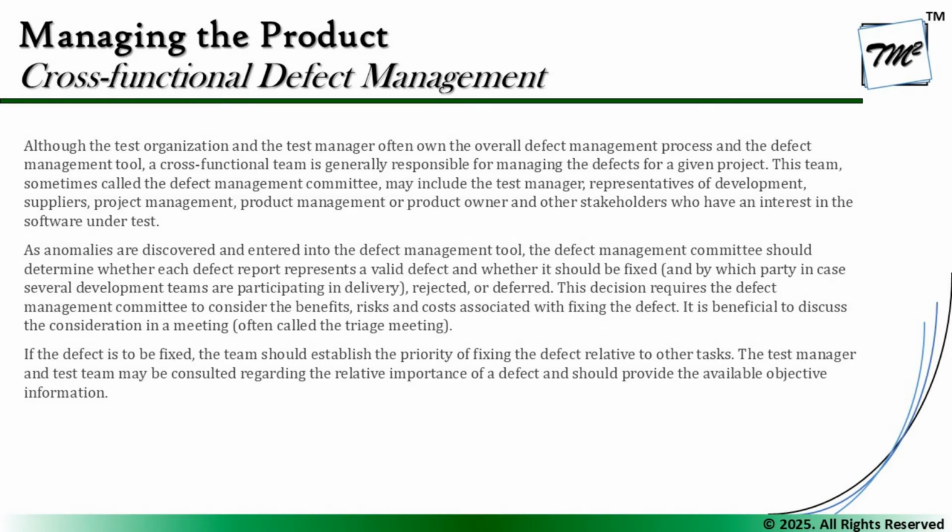So let's get started. When we talk about an organization, the overall defect management process and the defect management tool, a cross-functional team is generally responsible for managing the defects for a given project. This team is sometimes called a defect management committee or a triage committee, and they sit down together to discuss the defects, help select whether to work on these defects or not, determine the prioritization of the defects together, and make decisions on whether to work on each defect or not.